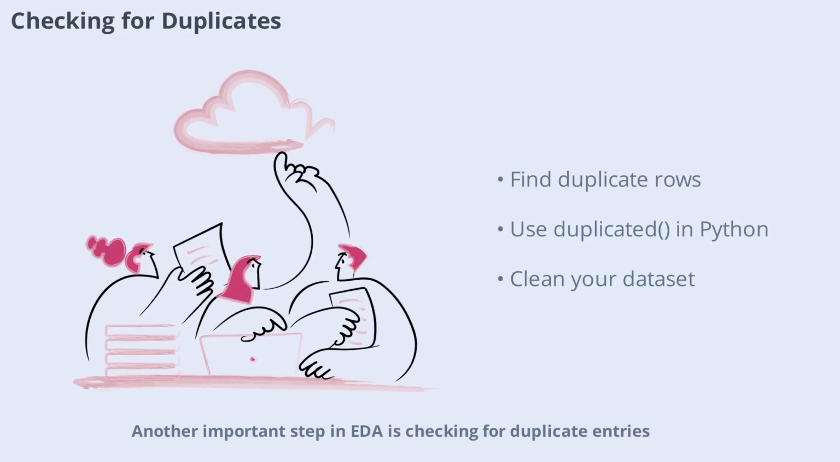Another important step in EDA is checking for duplicate entries. Duplicates can distort your analysis and lead to incorrect conclusions. In Python, you can use the duplicated function to find and remove these extra rows. Keeping your data clean ensures your results are accurate and trustworthy.